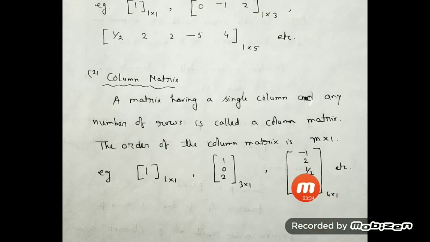What about the next one? Here you see one vertical line, and how many rows are there? 1, 2, 3, 4. So what is the order? First you have to write down the row. That is 4 rows and 1 column.